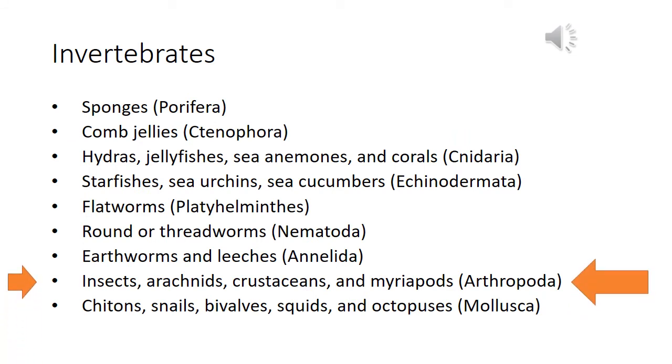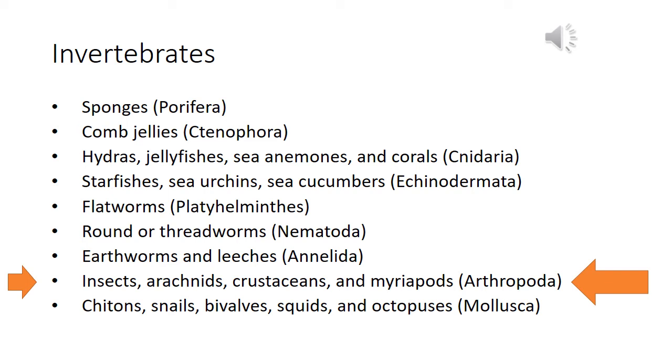So I've now been ranting on about the vertebrates for a while, but actually most species on Earth are invertebrates. And for invertebrates, the Cambridge syllabus focuses on the arthropoda, but I just want to show you how many other different invertebrates there actually exist.